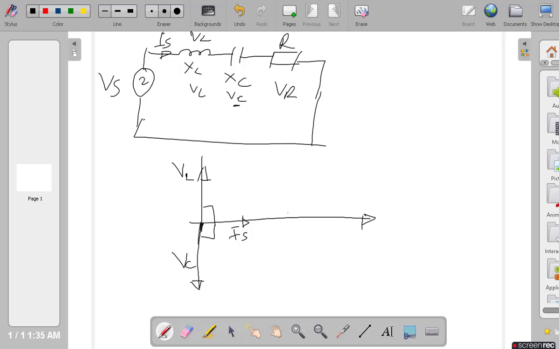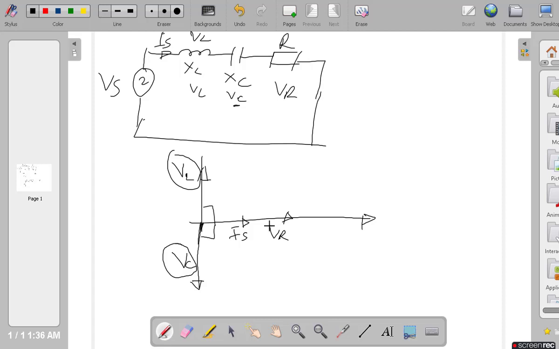but VR is in the same direction as the current, because in a resistive circuit, current and voltage are in the same direction. So now you can see here that there's a vector orientation on top for VL, there's a vector orientation down here which is called VC, and along this there is what we call VR.